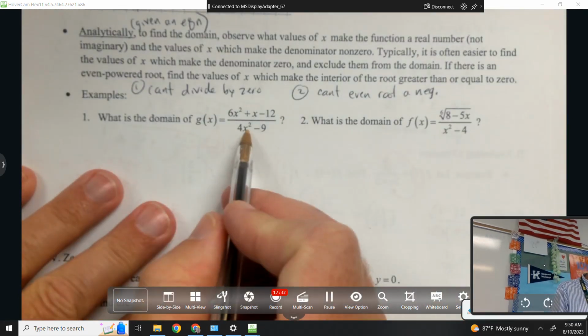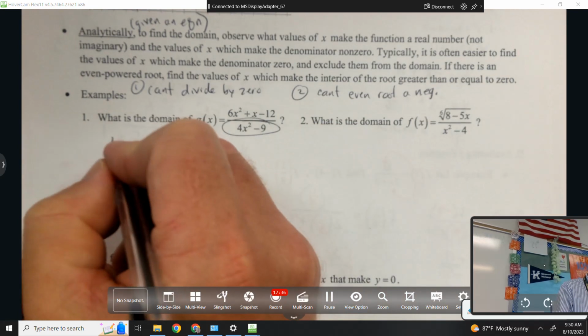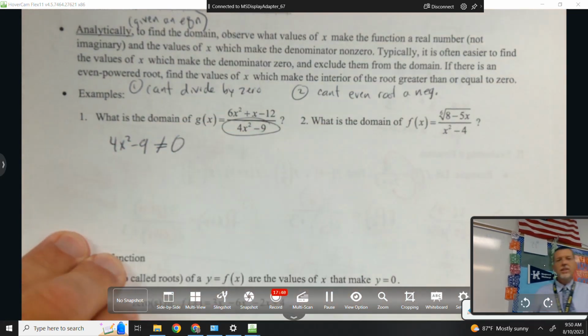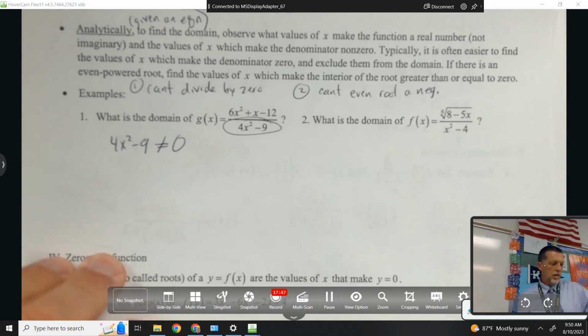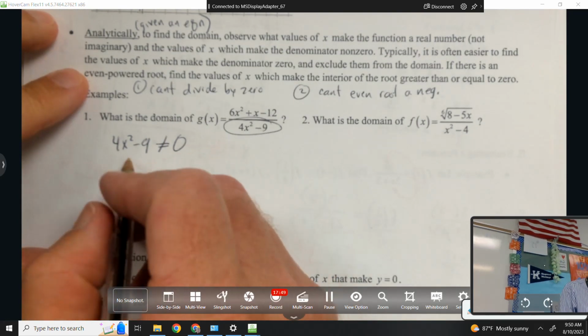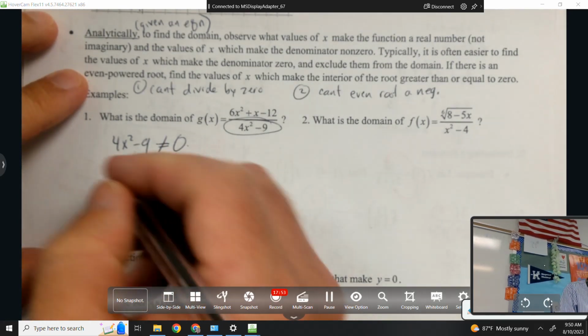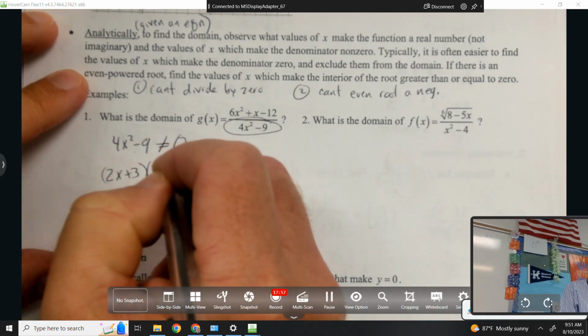So on this first one, there are no roots to worry about, but there's a fraction. So I'm going to start by saying 4x squared minus 9 can't be 0. Can't divide by 0, not allowed. There are a couple ways to solve this. You could move the 9 over, divide by 4, take the square root, or you could factor it. I'm going to factor it.